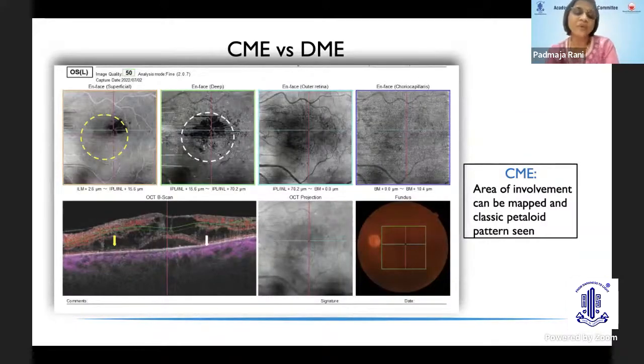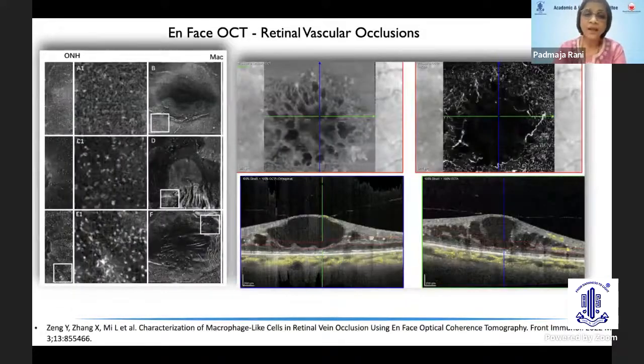And here we don't really require an FFA late phase anymore to know the flower petal appearance of the CME pattern seen on NFAS OCT in macular edema. So NFAS OCT non-invasively, one can detect these changes. And Jeng et al. have found that in venous occlusions, they saw on NFAS OCT macrophage-like cells, which are seen as hyperreflective deposits. They are more commonly observed in the acute phase of venous occlusion.